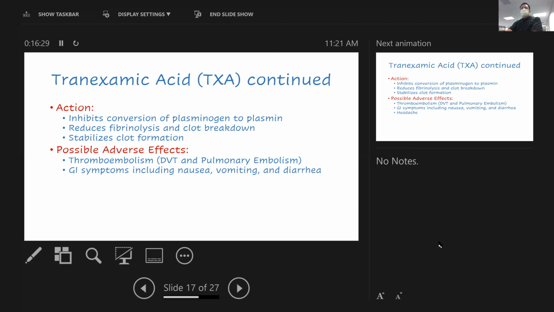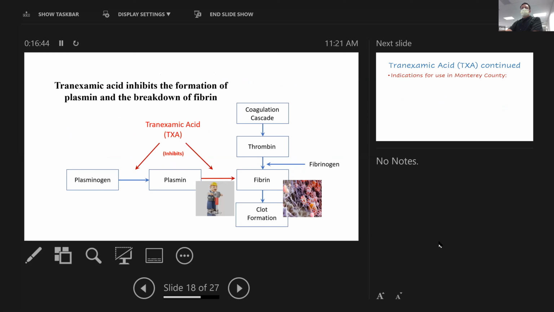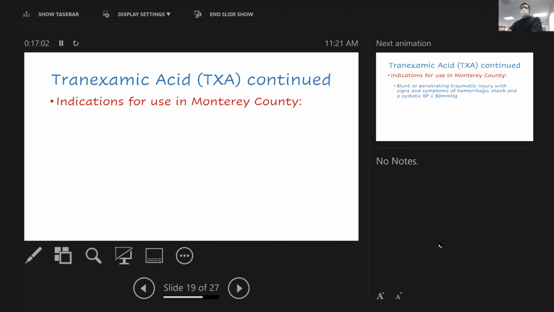Patients can sometimes experience GI symptoms, nausea, vomiting, diarrhea. Headaches have been reported, fatigue. If you need TXA, fatigue may be the least of your worries. Dizziness, visual disturbance. So different potential adverse effects. Probably thromboembolism is one of the most significant. Again, this is just reviewing the mechanism of action. TXA inhibits the formation of plasmin and the breakdown of fibrin. And here are the indications for use in Monterey County.